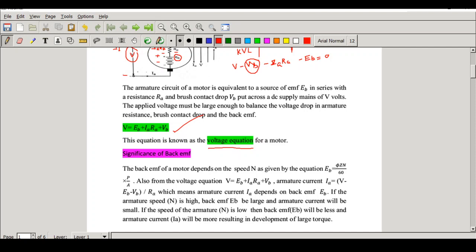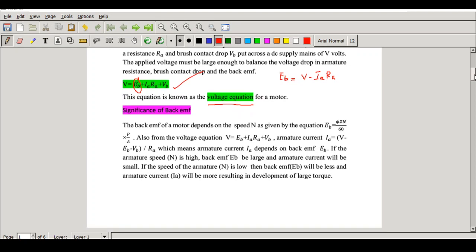From this equation, we can find the expression for EB also. So EB will be V minus IARA. Usually we ignore the voltage drop across the brushes. So normally the expression for back EMF is EB is equal to V minus IARA. Okay.